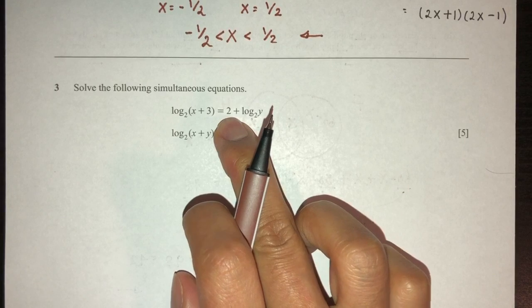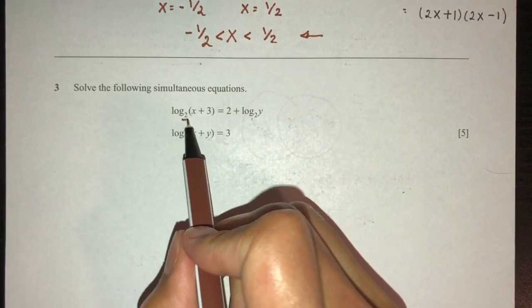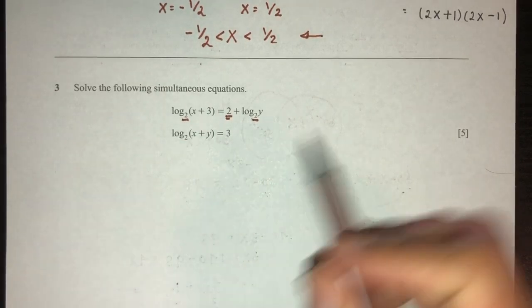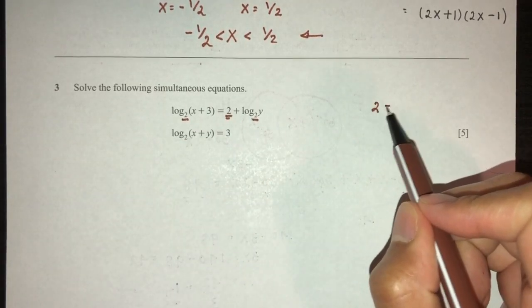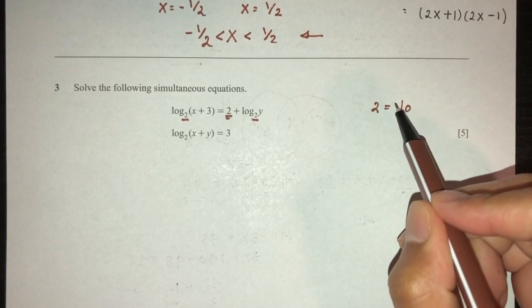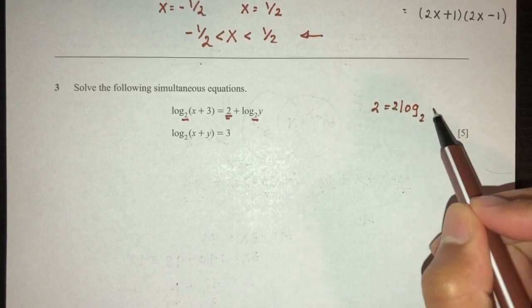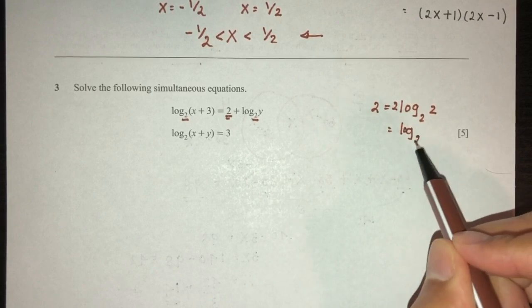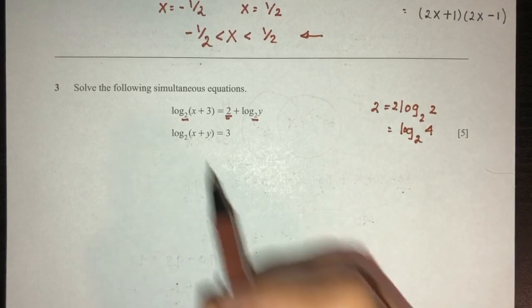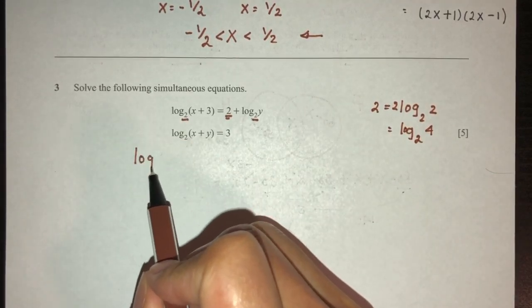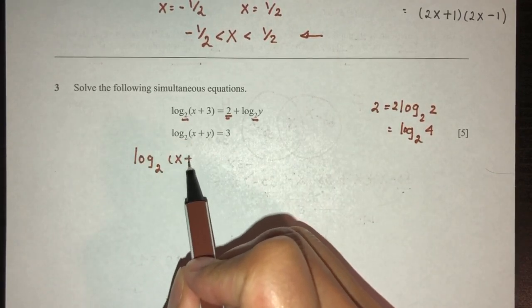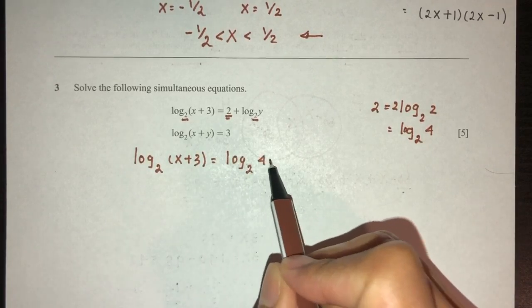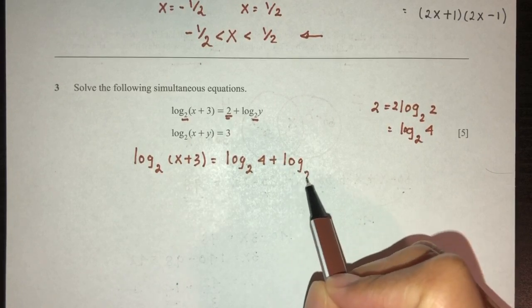So here we have log base 2, log base 2. Here we have the number 2. So how would you convert this to log base 2? As you know, the number 2 is equal to log base 2 of 2 squared, which means that will be log base 2 of 4. Replace back, you will have log base 2 of x plus 3 is equal to log base 2 of 4 plus log base 2 of y.